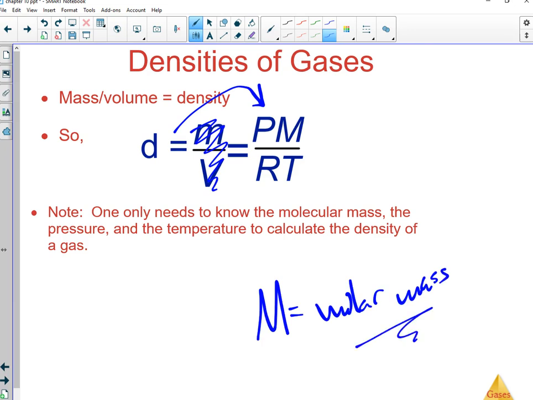It's a pretty slick way of finding the molar mass of a gas. Even if you don't know what the gas is, we can use what it is. All right, so note, one only needs to know the molecular mass, the pressure, and the temperature to calculate the density of a gas. Okay, and we'll call that good.